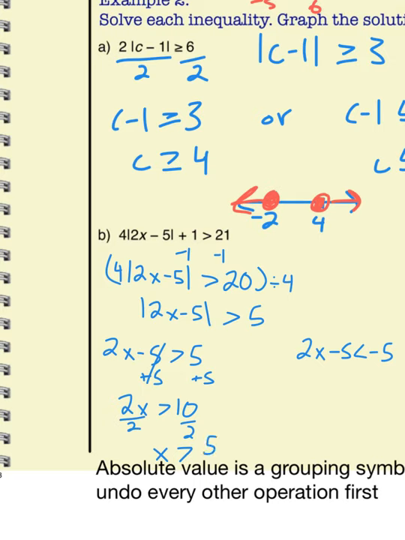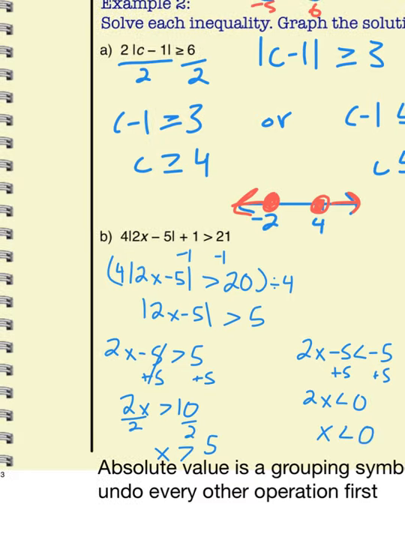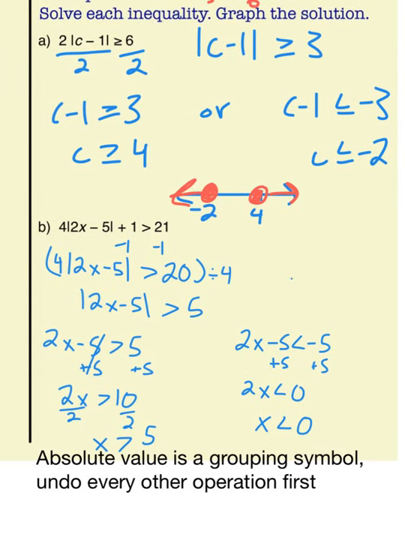And my other inequality, still going to add 5 to both sides. I have 2x is less than negative 5 plus 5 is 0. So now divide both sides by 2, and I have x is less than 0. And when we put this on a graph, on a number line, I have 0, I have 5, and x is less than 0 or greater than 5. There's no equal to, so we're not going to shade in the bubbles.